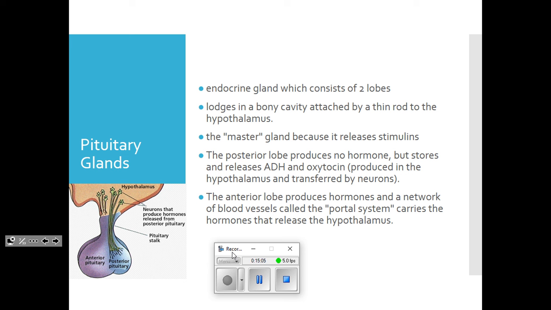I don't know what that is. That must have been me writing in French first and English second. That makes no sense. The hormones that are released by the hypothalamus, not hormones that release the hypothalamus. That's gibberish.